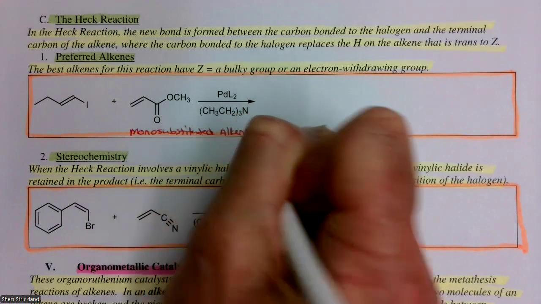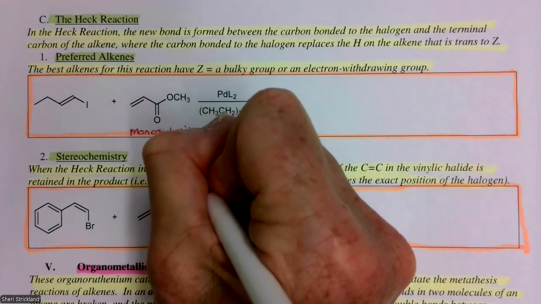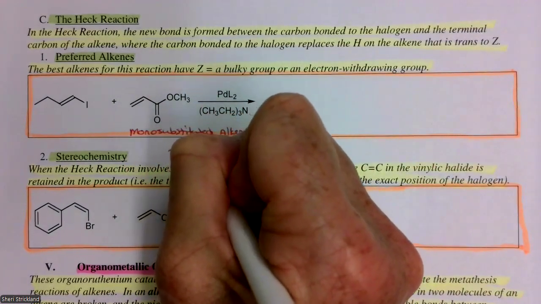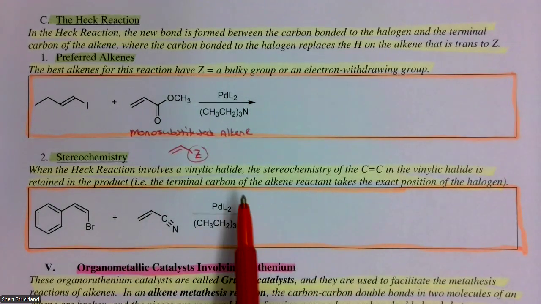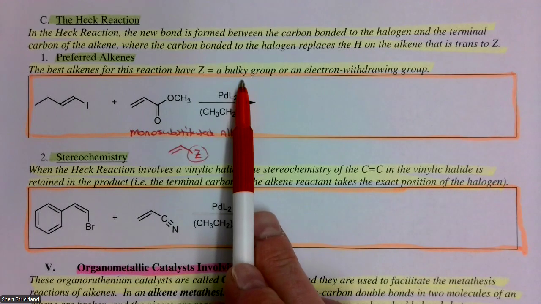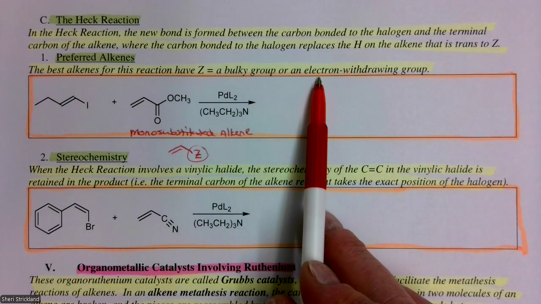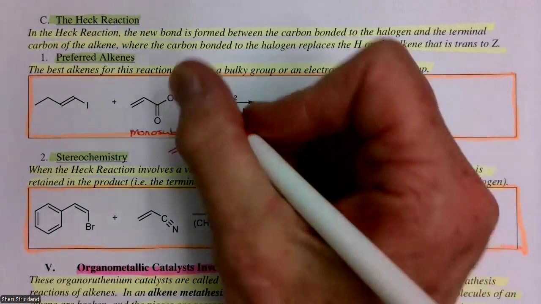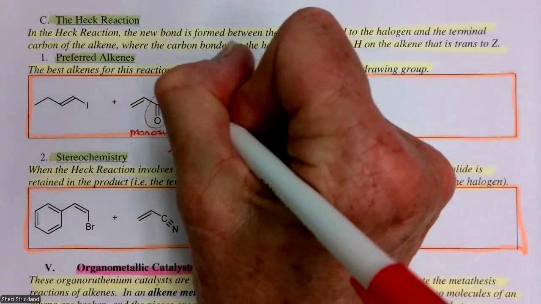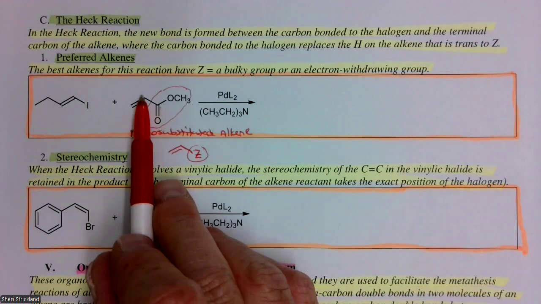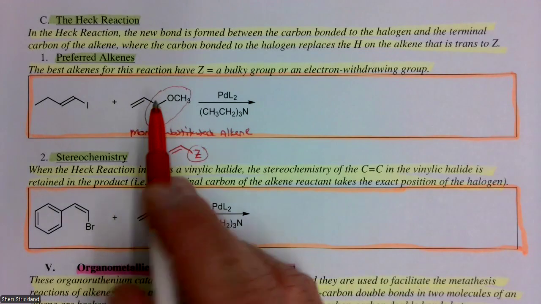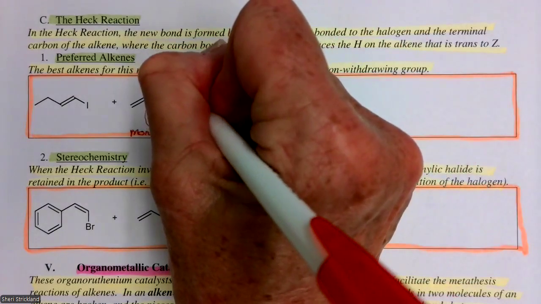And back in the general reaction pattern, it looked like this. And this Z group is generally either bulky or an electron withdrawing group or both. And you can see that in this case, it's this ester with the partially positive carbon directly bonded to the alkene. So this is an electron withdrawing group.